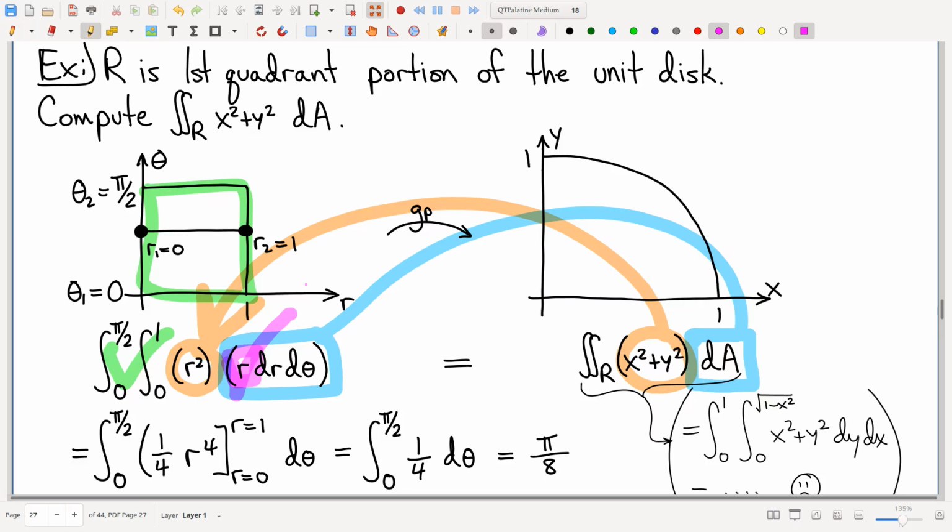All right, so here's a question. Wait, which one did you say to memorize again? Oh, the formula for the stretching factor, which in polar coordinates is just r.